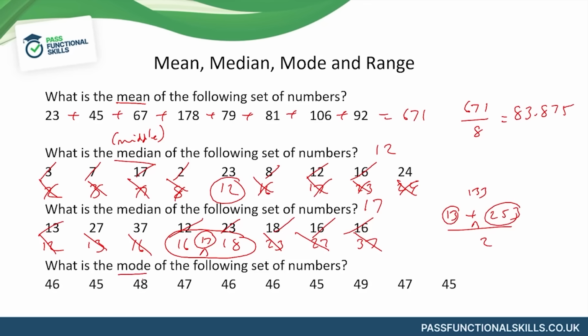Mode is dead easy. The mode is the most frequently occurring. Well, which number do you see the most often? So I can see 46, 1, 2, 3, so 3 times with the 46s. Let's get rid of those. 45, I can see 1, 2, 3 times as well. So let's just get rid of those. 47 appears twice, 48 appears once, and 49 appears once. So in this case, there's actually 2 modes. It is possible to have more than one, to have multiple modes. In this case, the mode is 45 and 46. Although usually in exam questions, you'll just get one mode, but you can get more than one.